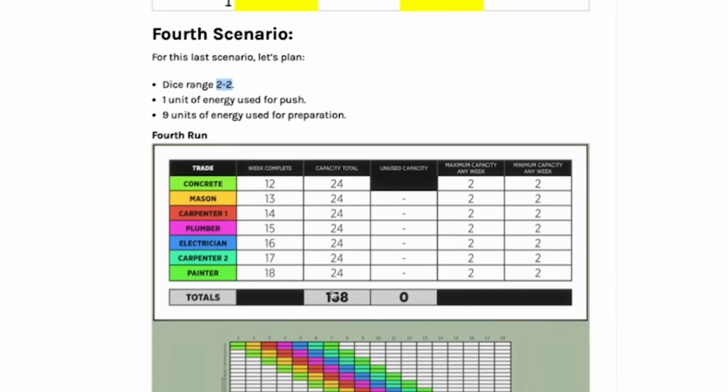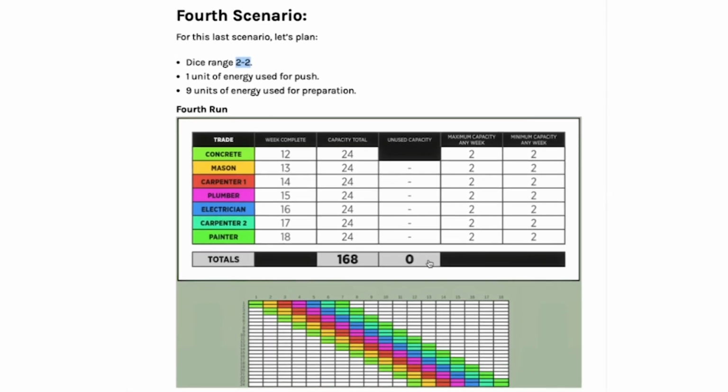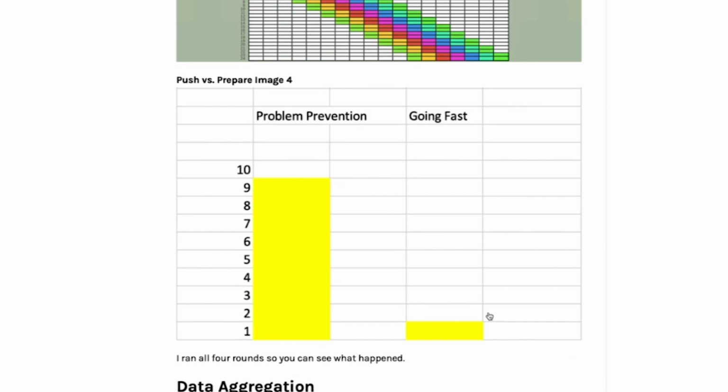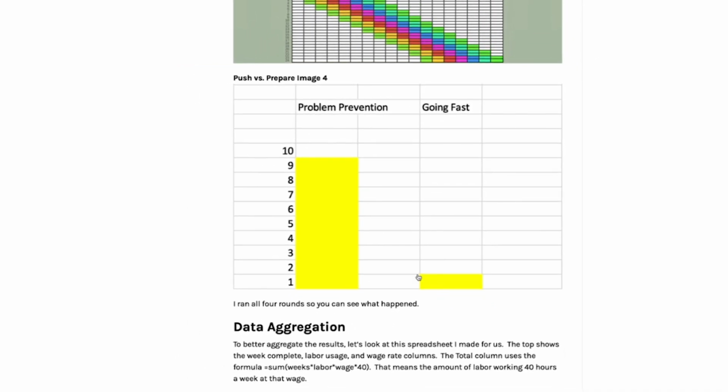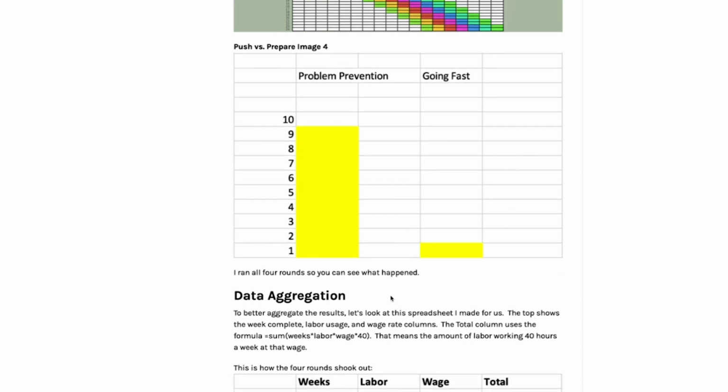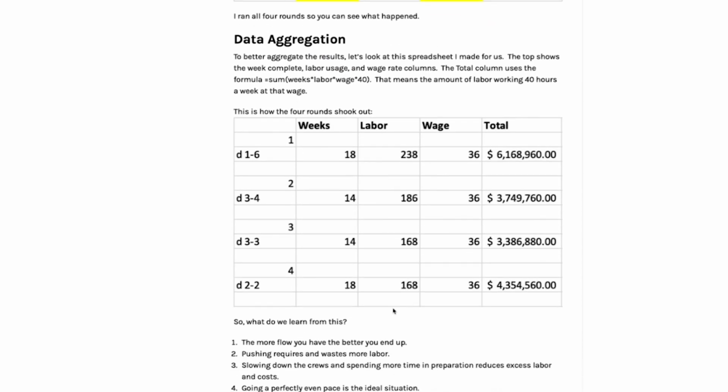We finished in week 18 with 168 people, 0 unused capacity, nice Takt plan. This would be like only spending 1 energy unit trying to go fast. We're really not trying to go fast at all, and spending all of our focus on planning and problem prevention, right? Now here's the point. This is where it really gets impactful.